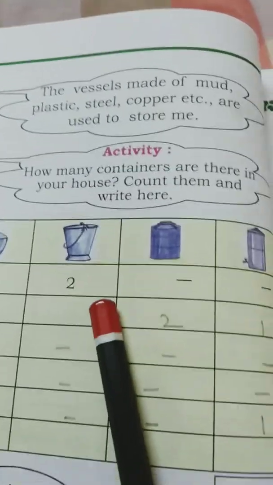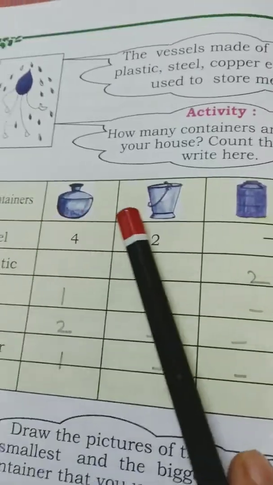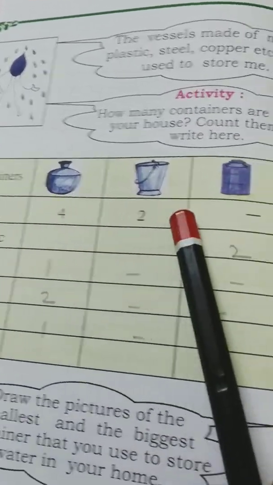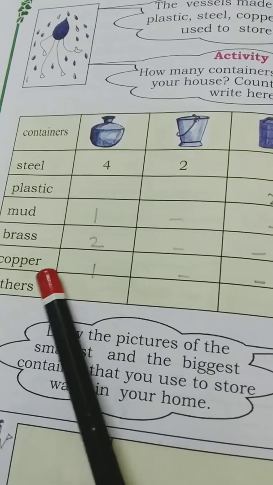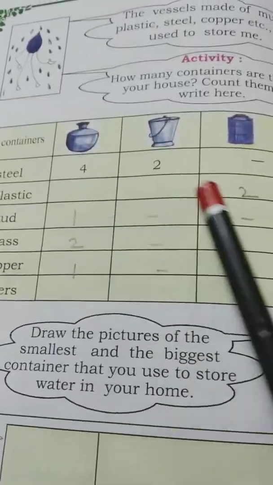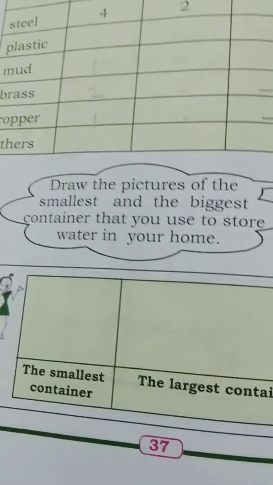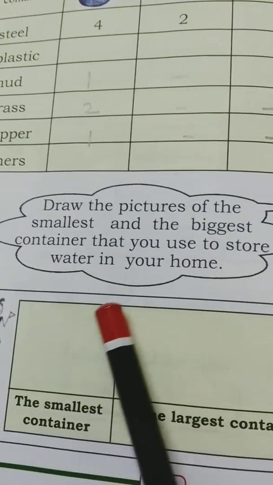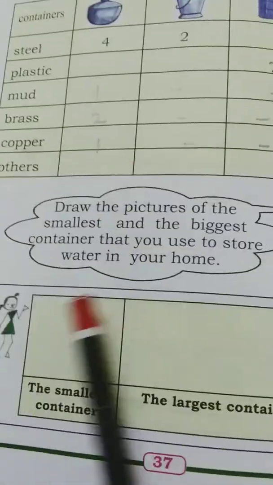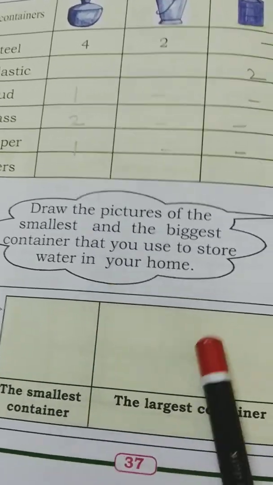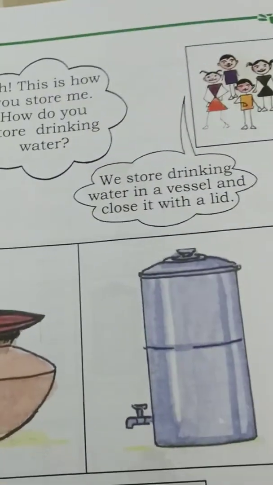And then here some activities are given. How many vessels are there in your house? Steel vessels, how many are there? Or plastic vessels, how many do you have in your house? Mud vessels, how many do you have? Then brass, how many? Copper, how many? He is asking. This is the activity. He asked one more thing. So one more activity is here. Which is the smallest container in your house and the biggest container in your house, you have to draw in the space given. Next, we'll move on to the next page.